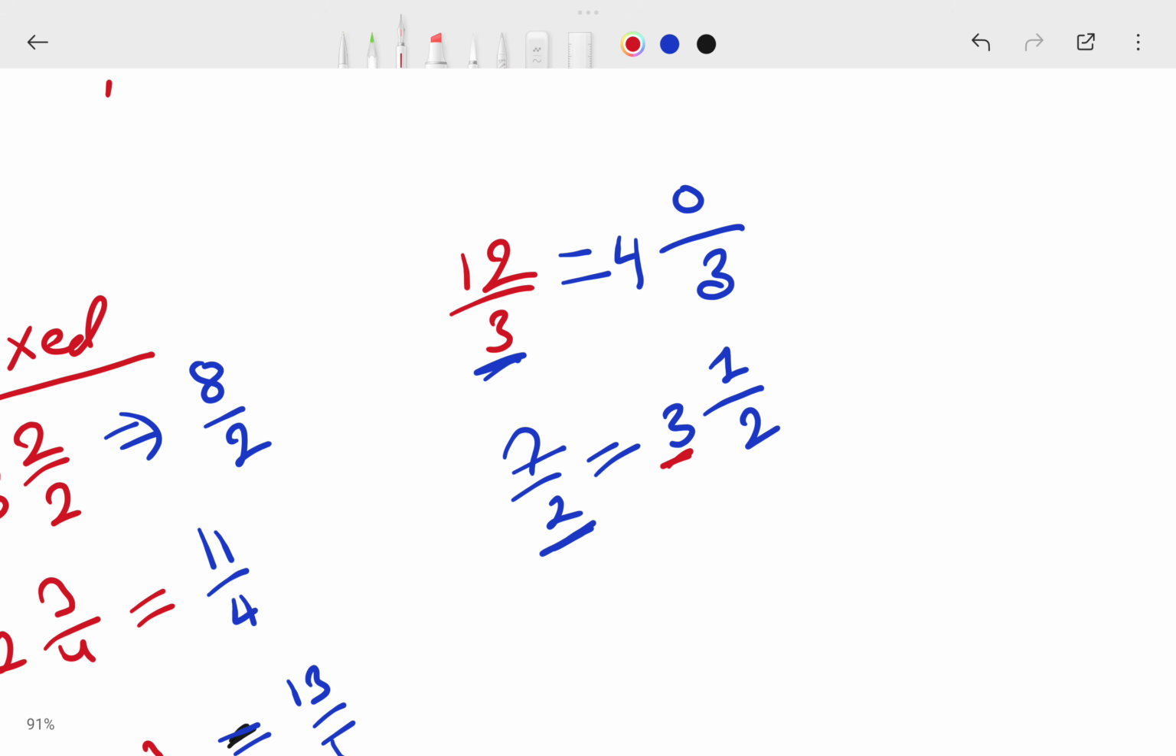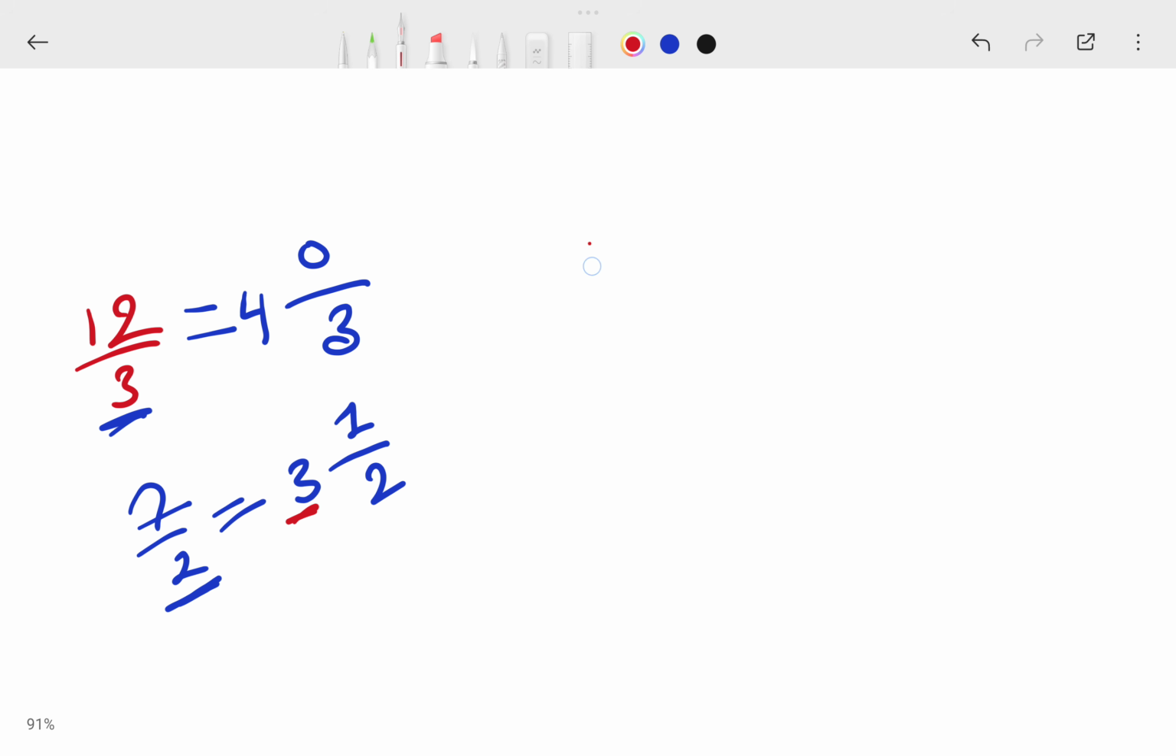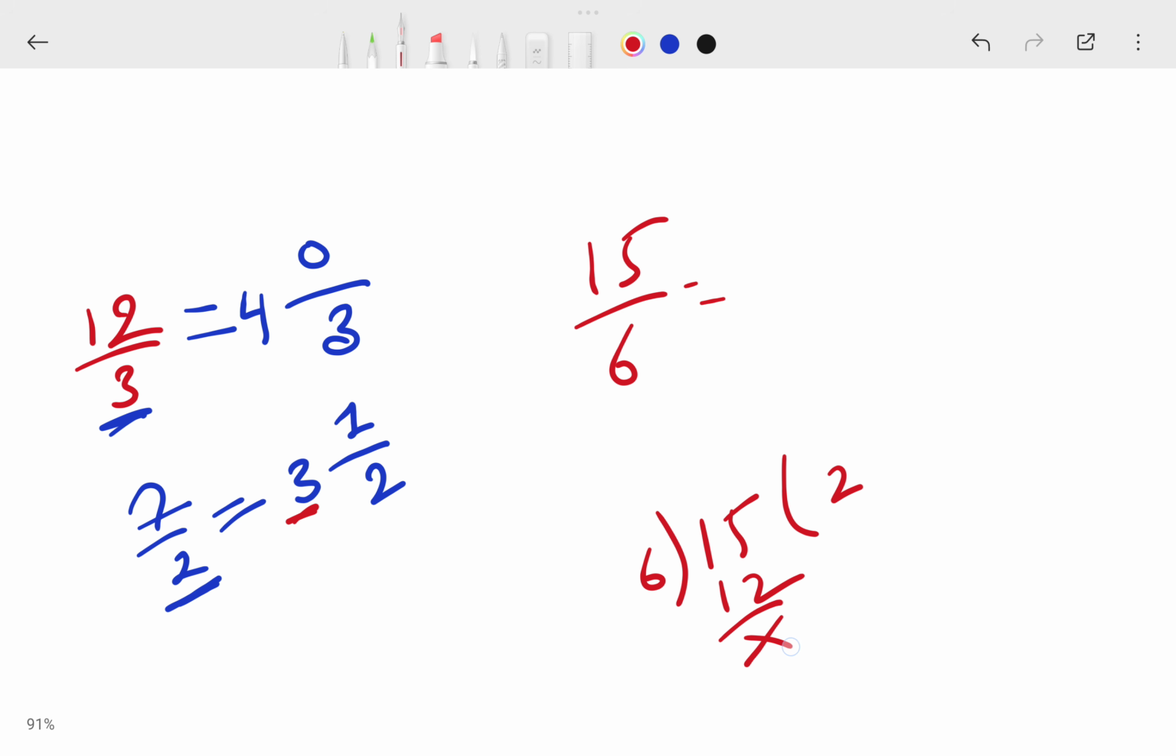Again I will take another example. Like this is given 15 and this is given not 4, take it 6. And convert this one. So what you can do, just 6 and 15, 6 2s are 12 and 3 will be left.